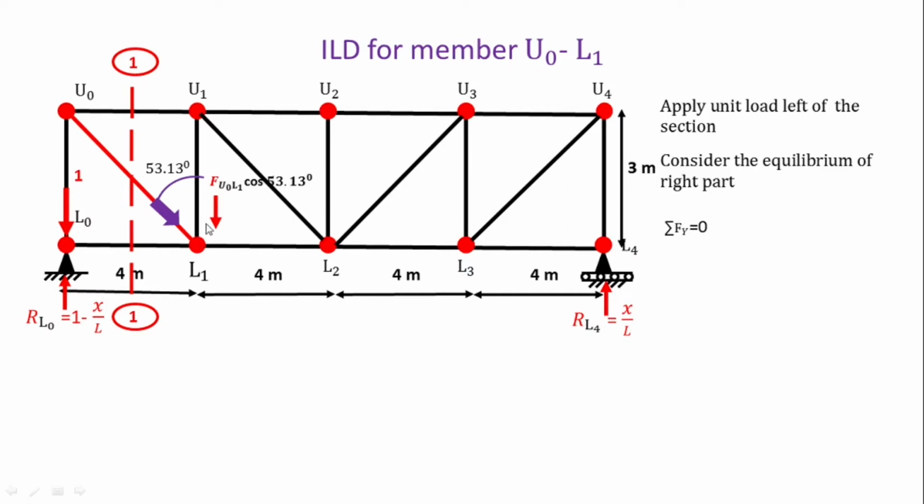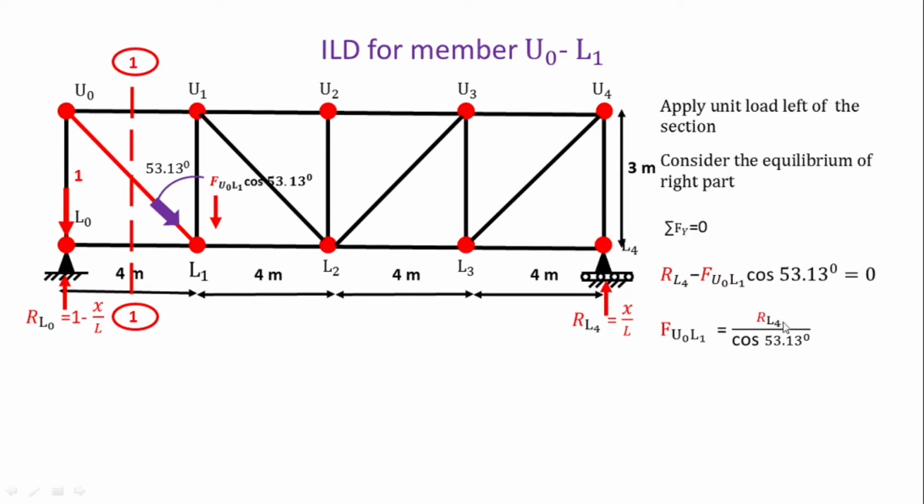So here only the two forces are here. For the sigma Fy condition, we are considering the equilibrium of the right hand side of this section. So vertically upward is positive and vertically downward is negative. So RL4 is positive and this downward is minus U0 L1 cos 53.13 is equal to 0. So we got U0 L1 is equal to RL4 divided by cos 53.13.